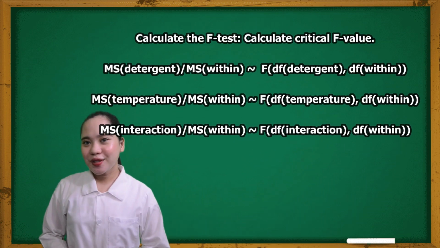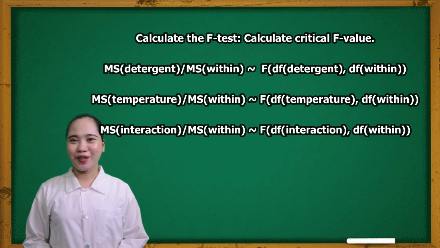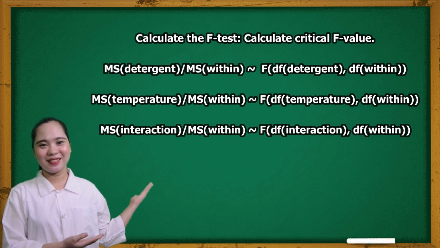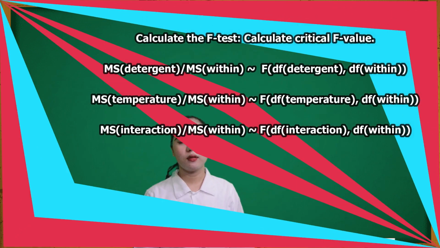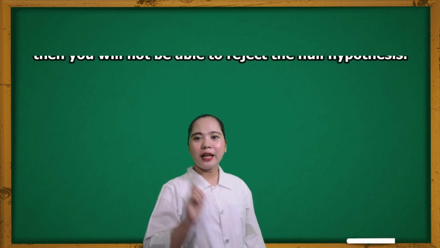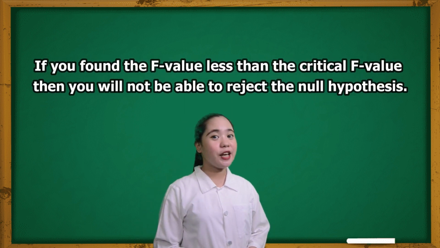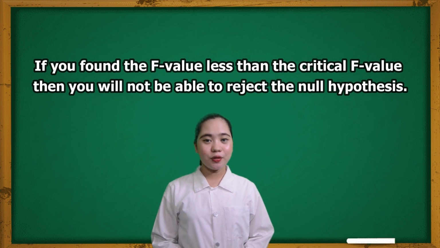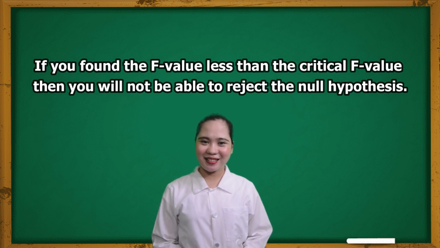Then calculate the F-test and the critical F value. If you find the F value is less than the critical F value, then you will not be able to reject the null hypothesis.